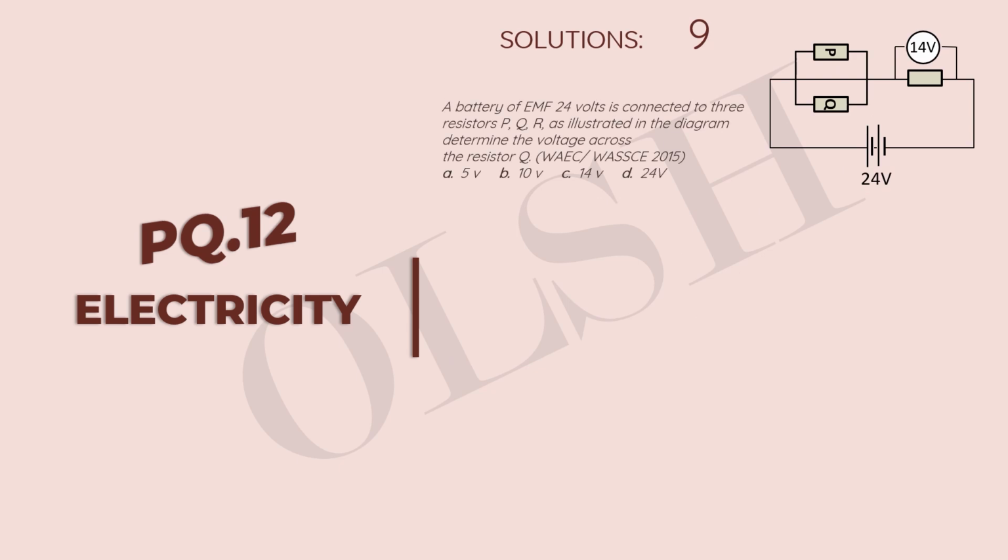So let's move on to number 9. Number 9 states: a battery of EMF 24 volts is connected to 3 resistors P, Q, R as illustrated in the diagram. Determine the voltage across the resistor Q. We're asked to find the voltage across Q. So you have to be able to look at this circuit and analyze it properly.